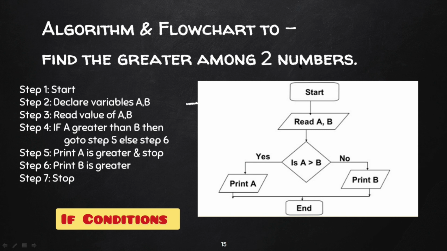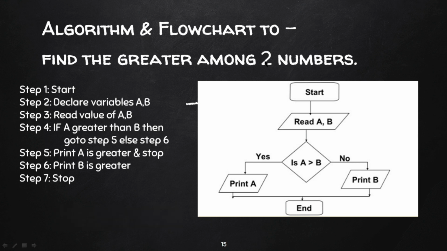Find the greater among two numbers. Greater among two numbers means, again, the requirement for this program is two numbers. We need two numbers. So we'll start first and declare variables a comma b to store the two values, the first value in a, the second value in b. After declaring, we have to read values for a and b, because the first value will be stored in a and the second value will be stored in b. This is declaration, and this is reading value, taking input from the user.